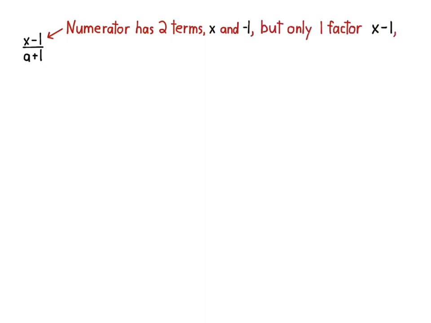Okay, a little bit more on similar kinds of expressions. Here we have x minus 1 in the numerator and a plus 1 in the denominator. The numerator has two terms, x and negative 1, but only one factor, which is the whole thing, x minus 1. Remember, a factor can be the expression. So the expression in the numerator is x minus 1, so x minus 1 is a factor of the numerator. Similarly, a plus 1 is a factor of the denominator.